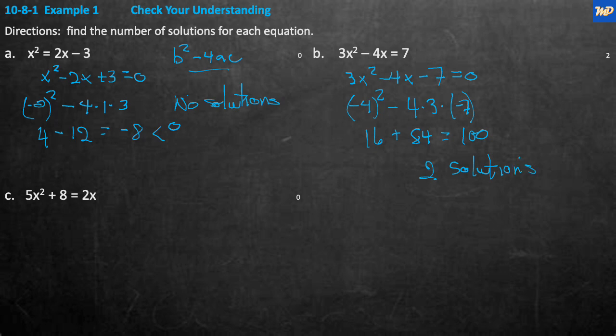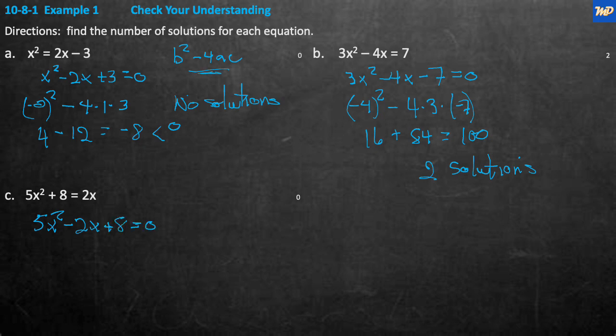And now let's do C. Again, not in standard form, so we're going to have to make it standard form. We're going to say 5x squared. We have to move this 2x to the left-hand side, so it's a negative 2x plus 8 is equal to 0.